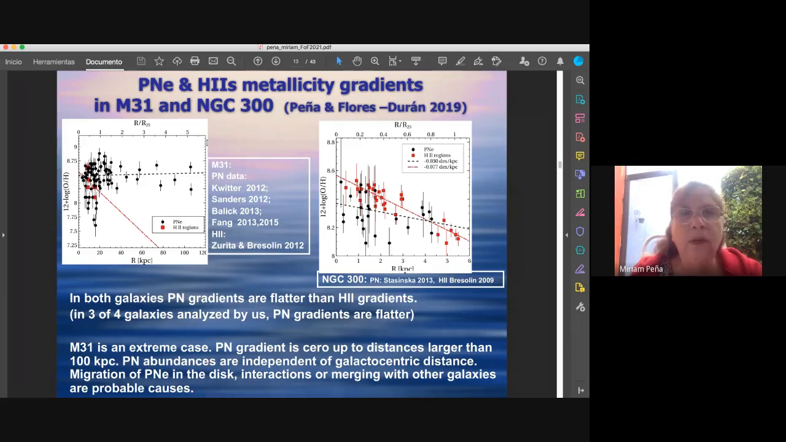And what can be causing this? Migration of planetary nebulae in the disk, interactions or mergings with other galaxies are probably causes.